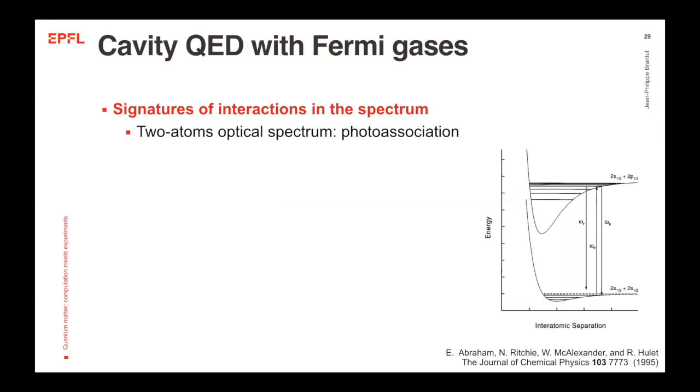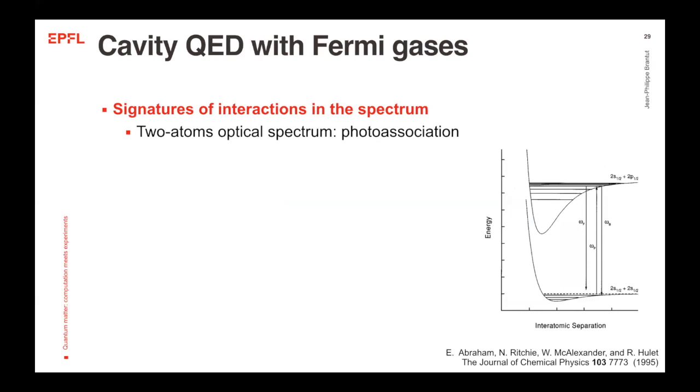But these are transitions by which you take the two atoms, and instead of bringing one in the excited state, you take the two and bring them into a molecular state. This is called photoassociation. It's a venerable field of AMO physics. For lithium atoms, it has been done extensively by Randy Hulet in the 90s. And this is exactly what we see.